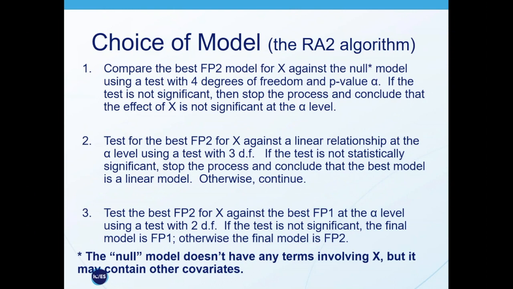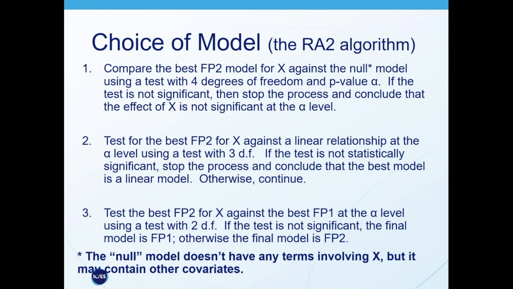The first question that we want to ask is whether our x variable, our continuous variable, belongs in the regression model at all. So we're going to take the best FP2 model, that is the best model that has 2 powers in it, and we're going to compare it with the null model in which we've left x and all its powers out of the model completely. We might have other covariates, and in that case, the null model will contain those other covariates, but we're going to remove x entirely from our null model. We're going to compare those 2 models. We're going to compare the change in deviance using a test with 4 degrees of freedom. So we've got a chi-squared with 4 degrees of freedom.